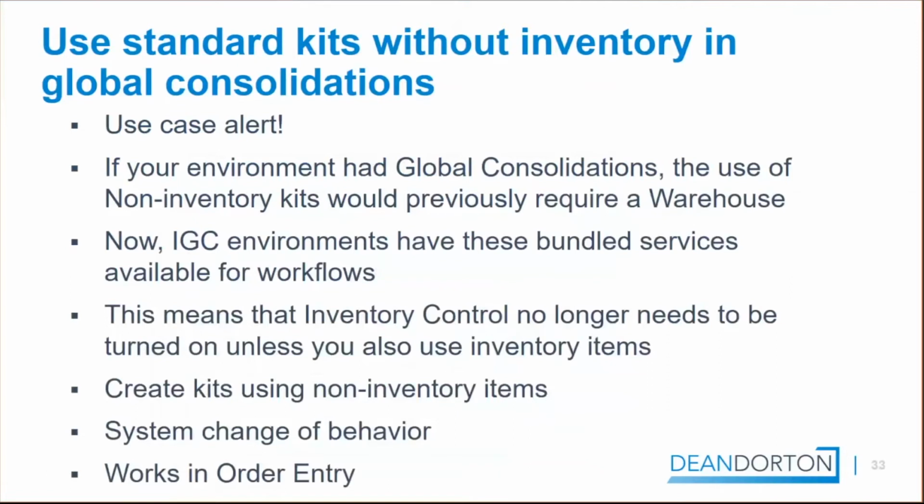If you're using global consolidations and you needed to have standard kits, previously you needed to have a warehouse to do that. So Intacct has released a fix here where you can have non-inventory kits with global consolidations. If you have this use case and want to talk about it further, please let us know. I know it's a little bit of a corner case for some of the people who are on this call, so I'm not going to spend a lot of time covering it, but this has been released if it was a problem for you. It works in order entry. This does not work in contracts, so we're talking about order entry here.